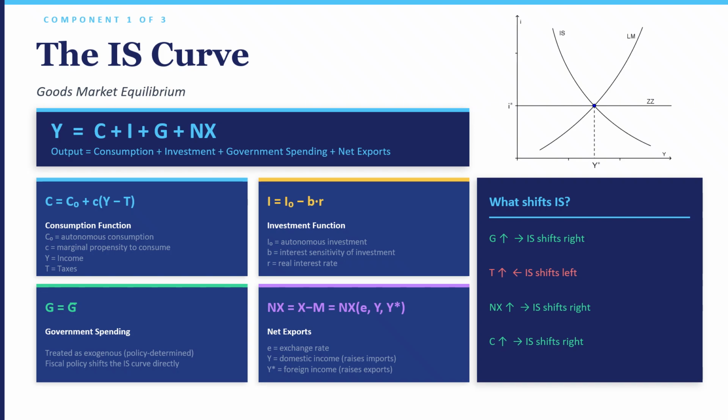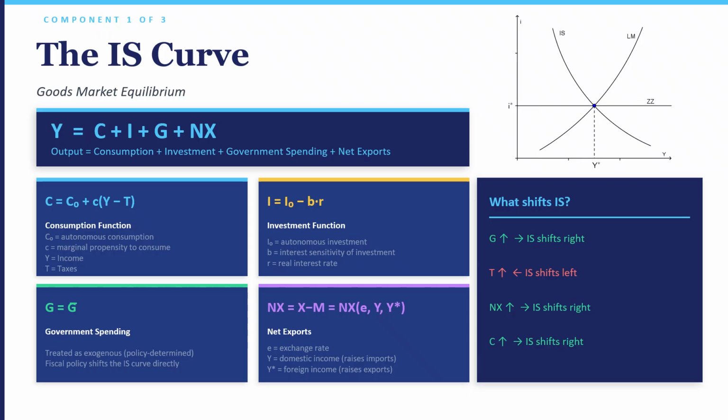Onto the government. Government spending is simple. It's just exogenous. It is determined by policy, not by variables. And when G goes up, it just shifts the entire IS curve to the right because it directly adds to aggregate demand. And net exports depends on the exchange rate E, and domestic income Y, and foreign income Y prime.